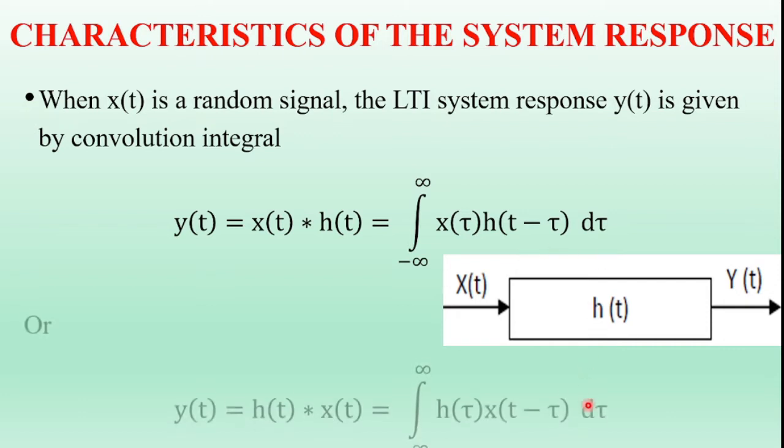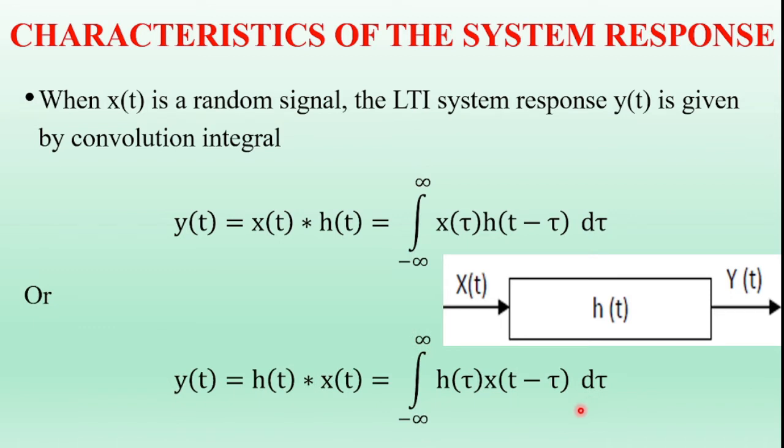But the convolution operation satisfies the commutative law, that is x(t) * h(t) is equal to h(t) * x(t). So using this convolution h(t) * x(t), the convolution integral expression is the integral from minus infinity to infinity of h(τ) x(t − τ) dτ. So this is the definition of the system response and the convolution integral.